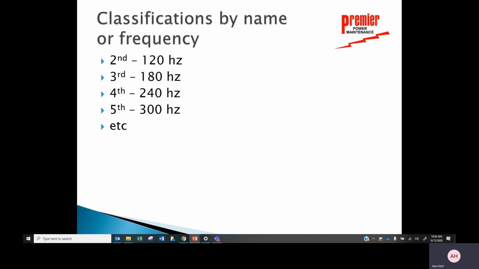Now, classifications by names, you can go through this. Second harmonic is 2 times 60 hertz, 120 hertz. Third harmonic is 3 times 60 hertz, which is that 180 hertz. Fourth harmonic is 240 hertz. Fifth harmonic is 300 hertz. And you can go on and on and figure out the different harmonics. Now, typically in our world, when it gets above the 9th, 10th, 11th harmonic, it's pretty small quantities there.